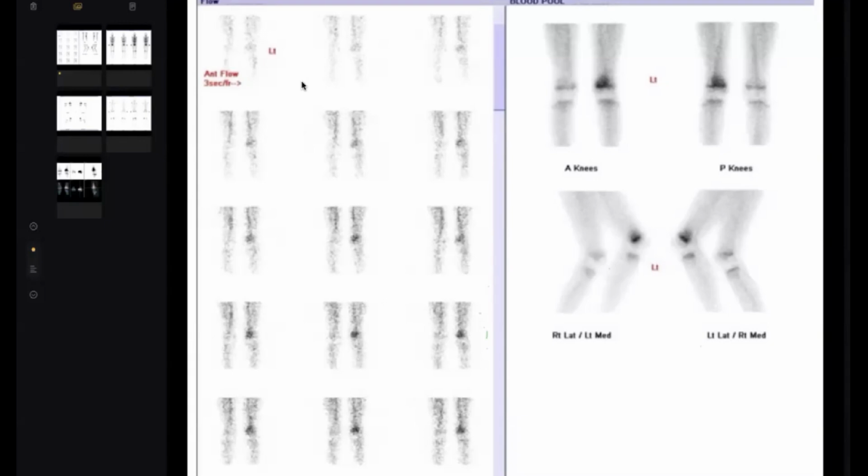So in the triphasic scan, there's the blood flow, the blood pool, and I think the third phase is the delayed phase. Yes. If there is a hot area or increased uptake on all three phases, I will think first of an infective process like osteomyelitis. So I want to ask about the presence of fever or constitutional symptoms in addition to the pain.